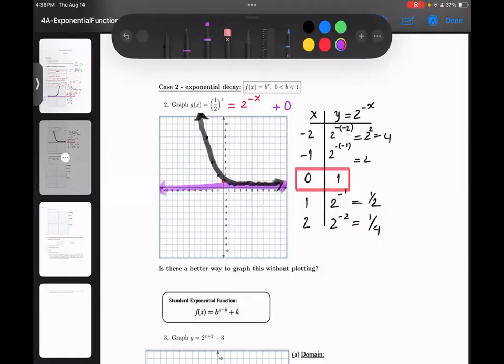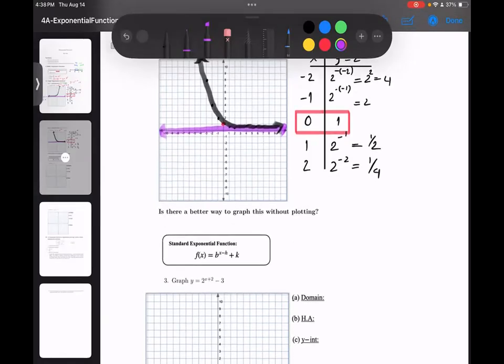I know one more thing, the black graph should not touch the x-axis. I know, I'm trying very hard not to touch it. If you accidentally draw it touching it on your homework or exam, that's fine as long as you don't cross the horizontal asymptote. Okay. Now, is there a better way to graph this without plotting?